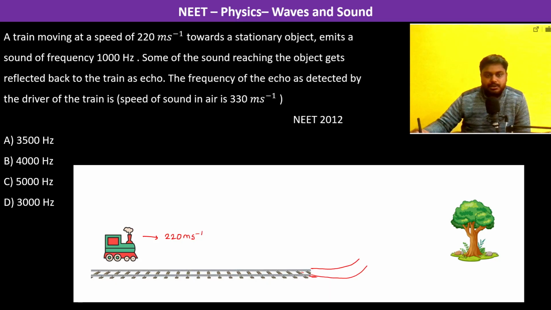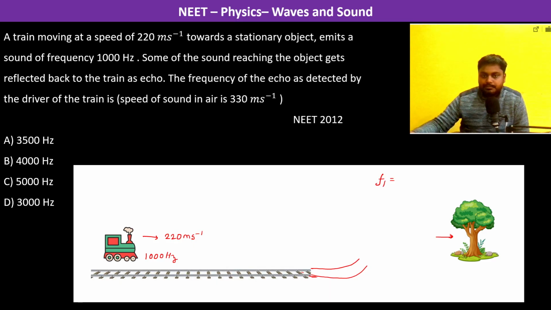And it is emitting a frequency of 1000 hertz. So the sound is having frequency 1000 hertz. Now, what is the frequency which will be received by the stationary object? The frequency which will be received here is going to be f1.